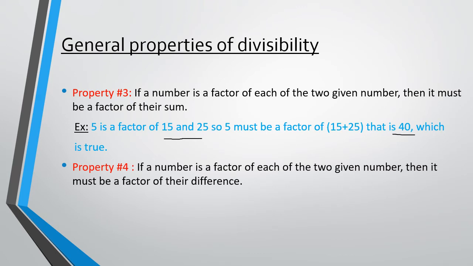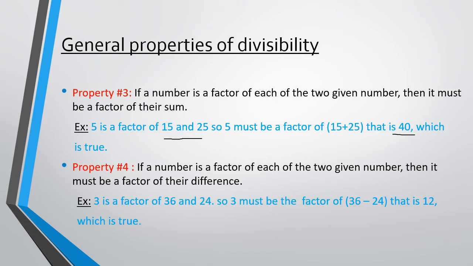Property number 4. If a number is a factor of each of the two given numbers, then it must be a factor of their difference. It is similar to property number 3, but there we are proving that it is also a factor of the sum of the two given numbers. Here we are proving that it is also a factor of the difference of the two given numbers. Let's see with an example.